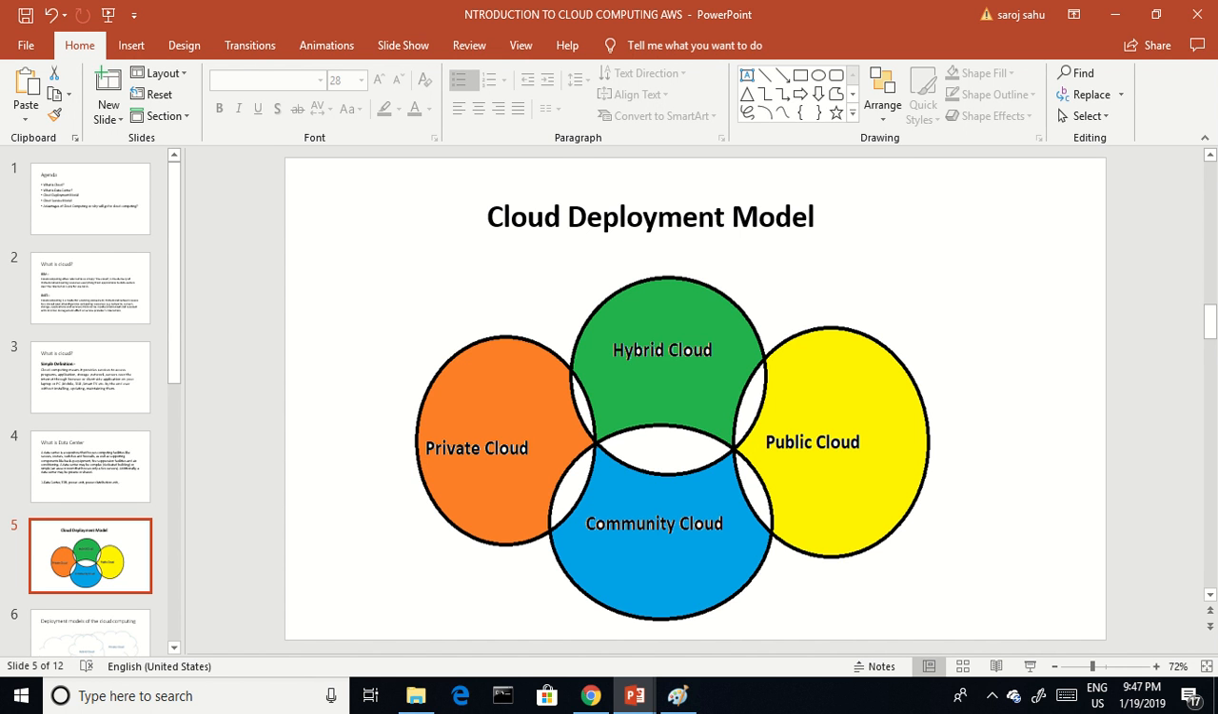And the community cloud. The community cloud is a service model that provides a cloud computing solution to a limited number of individuals or organizations. What does it mean? Means there are a few organizations which have the same type of services.